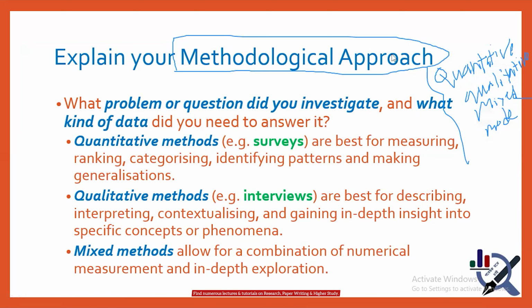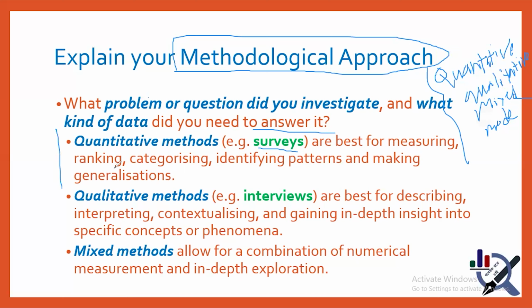So this way you have to identify and clarify what methodological approach you have used in your research. So let's discuss one by one. What problem or question did you investigate and what kind of data did you need to answer? This is the most important thing. Based on this, there are three types of research we already discussed. The one is quantitative, and it can be done using surveys, experiments, case studies. Quantitative methods are best for measuring, ranking, categorizing, identifying patterns, or making generalizations.